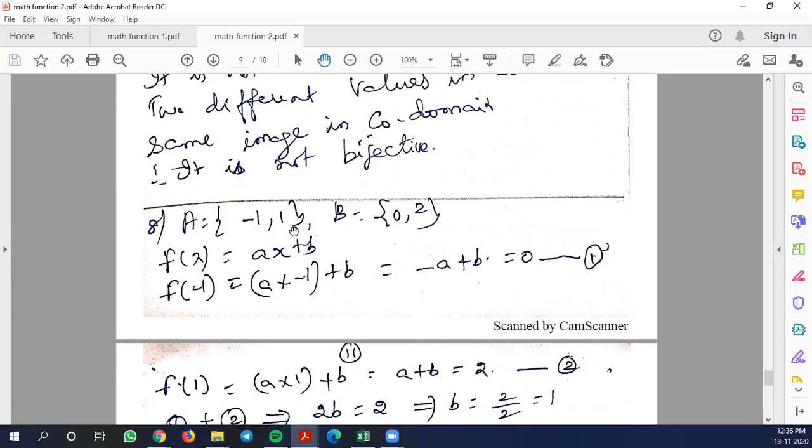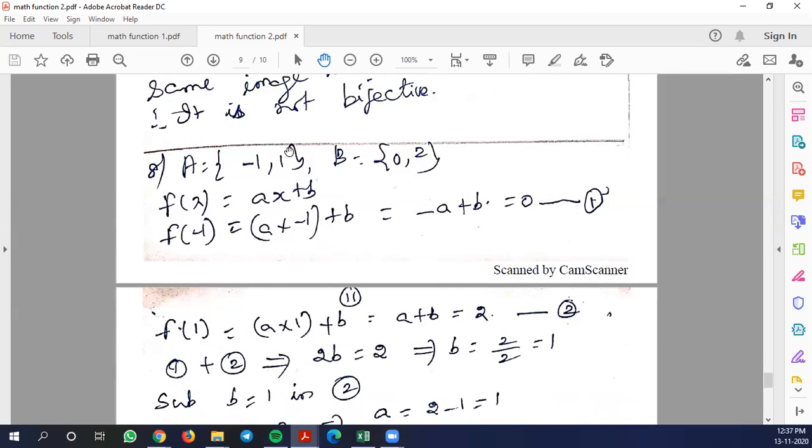So onto means what? The pre-image of this one is here only. So if x is minus 1, then f of x is 0. So this first element is to be equated to the first element. So minus a plus b equal to 0.